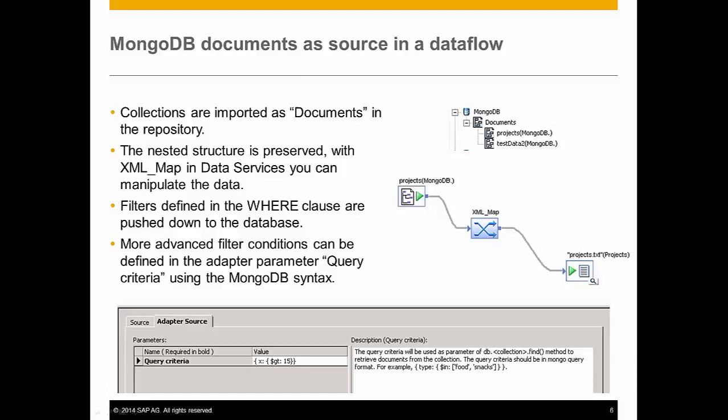When reading data from MongoDB, data services will preserve the data in a nested structure. You may use the XML map transform to further manipulate the hierarchical data structure before loading it into the target system. In addition, the software can also support pushdown operations. For example, the filter defined in the where clause will get pushed down directly into the database. You can also use the query criteria parameter in the source to define more advanced pushdown operations to maximize the performance output.